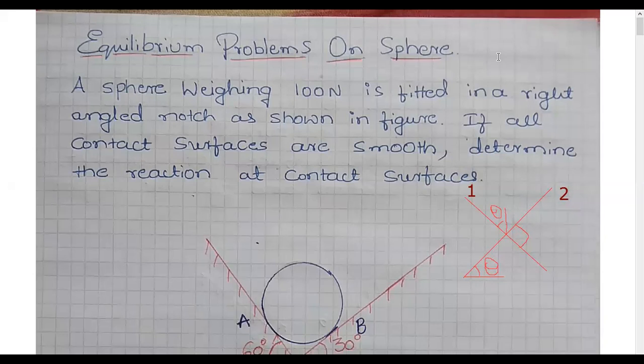Today we are going to solve some examples based on equilibrium problems. Basically there are two types of equilibrium problems. One is based on spheres and another one is based on strings. So today I am going to talk about a few examples based on spheres.